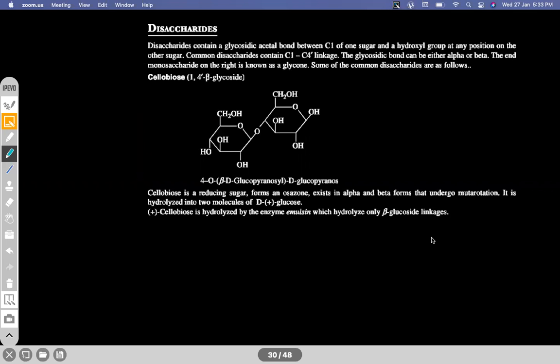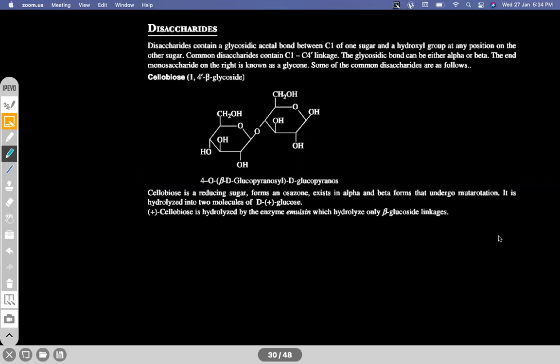Like you see, if you talk about the glycosidic acetal bond we have here. So OH and OH both combine, H2O molecule is eliminated, and both monosaccharides are combined with an oxygen bond here, ether bond here, we can say. Okay, so in this one, you see, we have this molecule given, right?